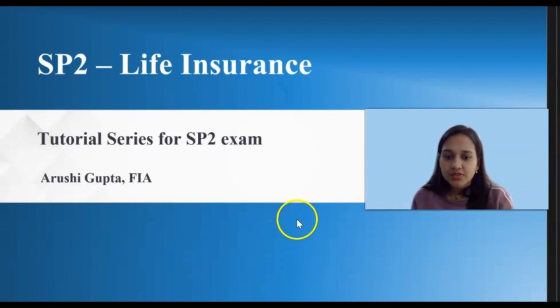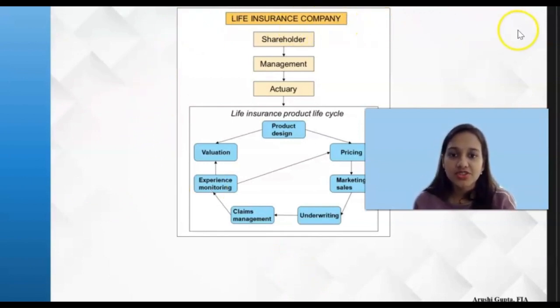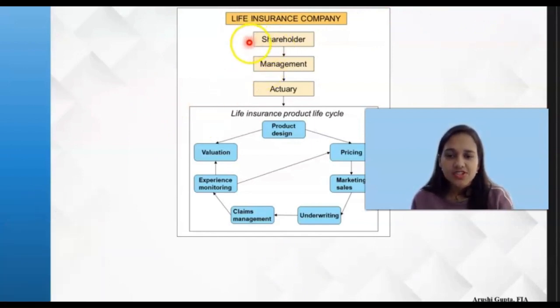I'll show you a very high-level diagram that I have to cover what this entails. If you see here, there's a life insurance company, and this flowchart covers the structure of the company. There's a shareholder, then there's management, followed by the core business department, which is the actuarial department. Whatever life insurance products a company might be selling, understanding them is a key aspect for the actuary.